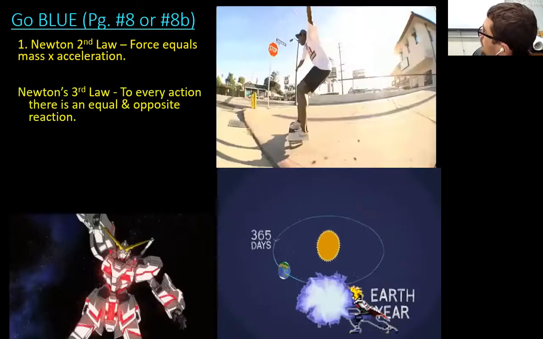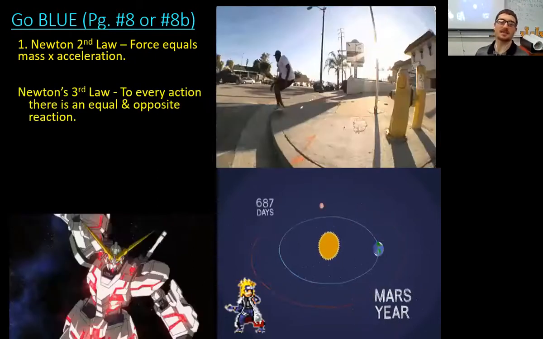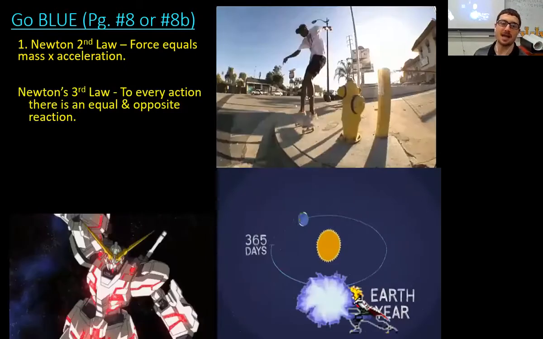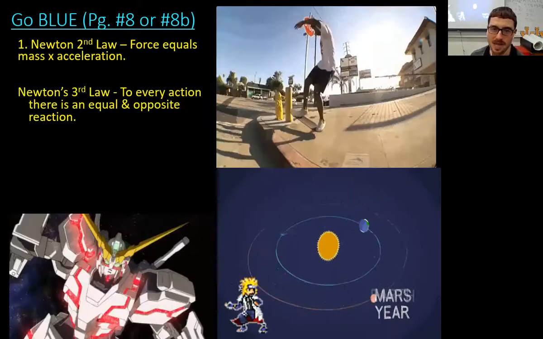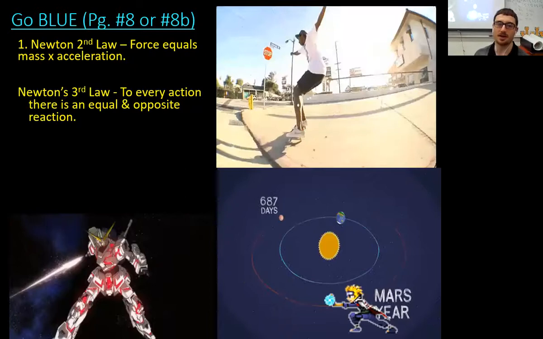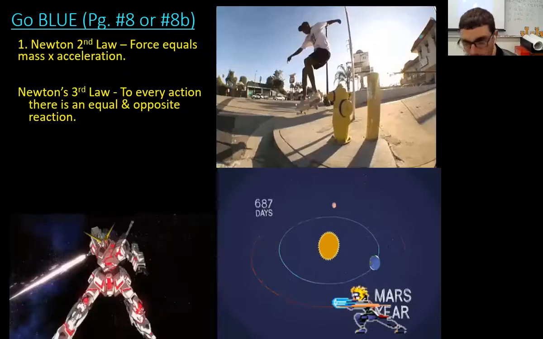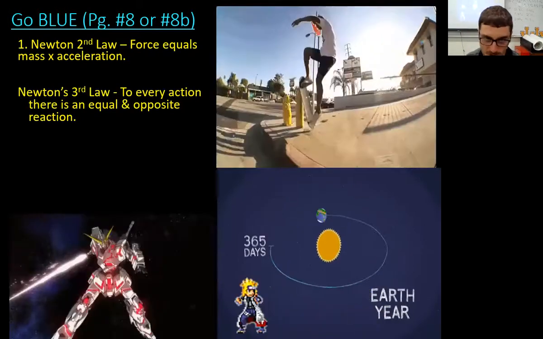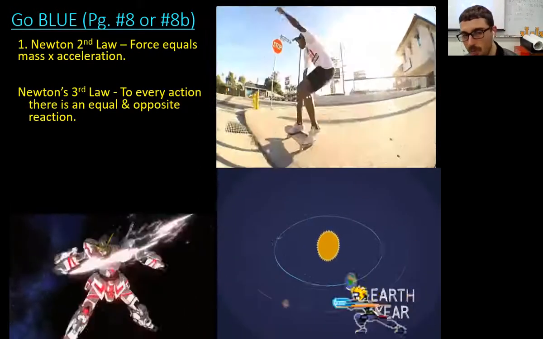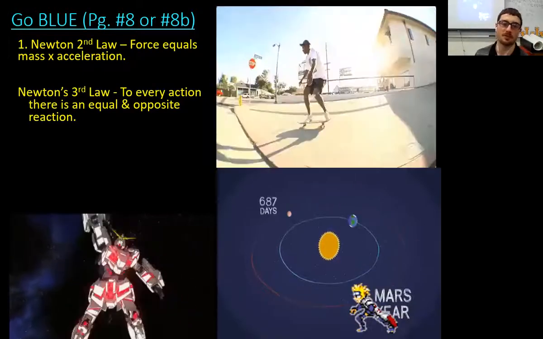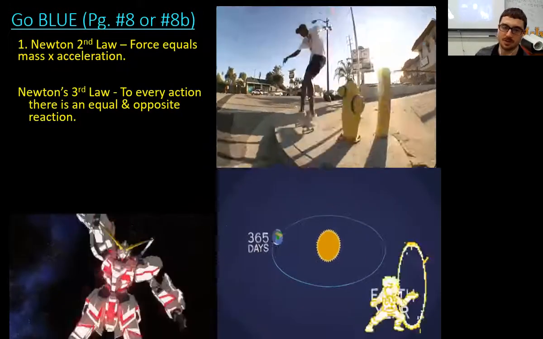Then the third law: to every action, there is an equal and opposite reaction. So like we see on the skateboard there, right? If you kick your foot off the ground, that's the action on the board. The reaction is the board moving forward. So to every action, there's an equal and opposite reaction.